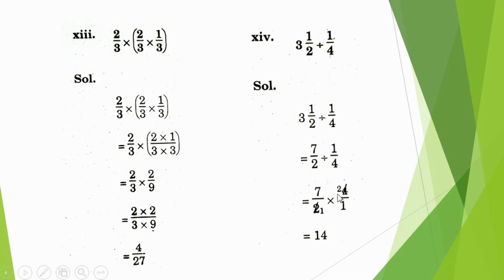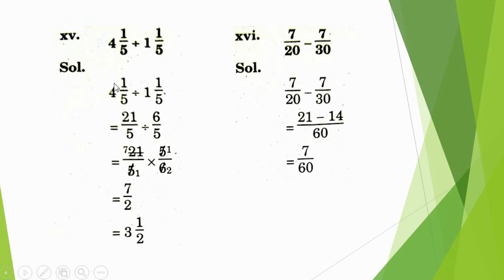Now 3 and 1 over 2 divided by 1 over 4. When we convert divide into multiply, the denominator comes numerator and numerator comes denominator. 2 ones are 2, 2 twos are 4. Now 7 twos are 14, 1 comes denominator.